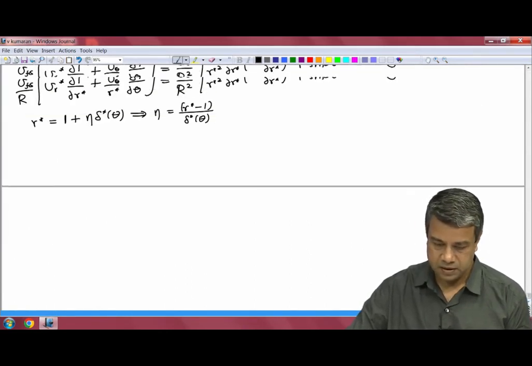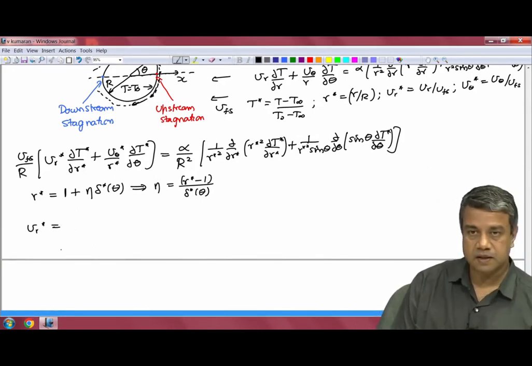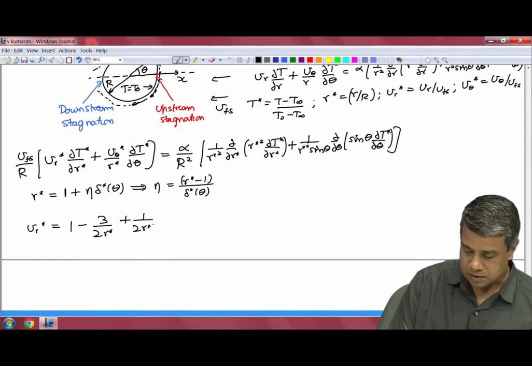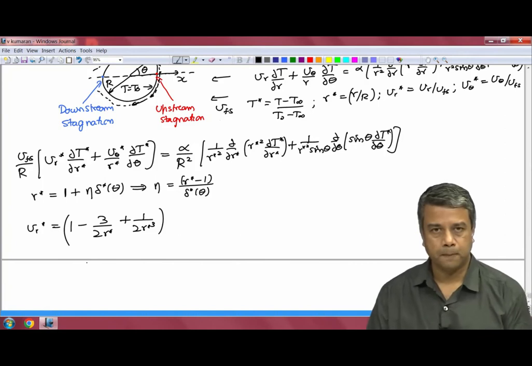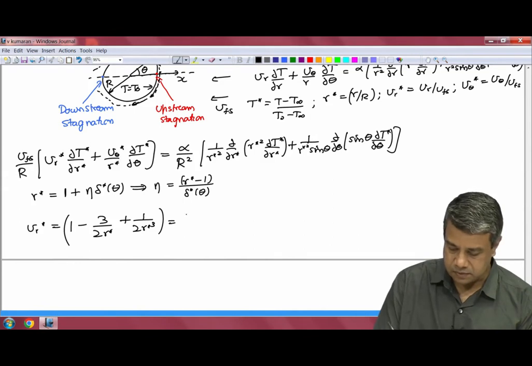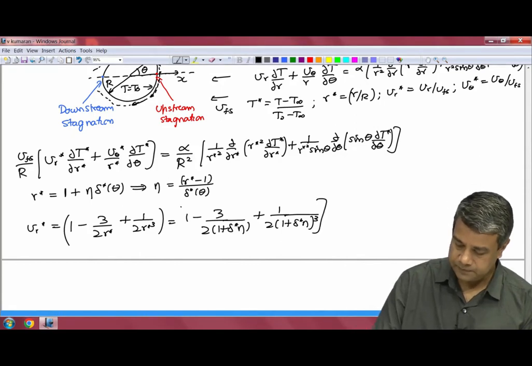So, how do I do this? I know that Vr star divided by the free stream velocity is 1 minus 3 by 2 r star plus 1 by 2 r star cubed. Express this in terms of eta. This is equal to 1 minus 3 by 2 into 1 plus delta star eta plus 1 by 2 into 1 plus delta star eta whole cubed.